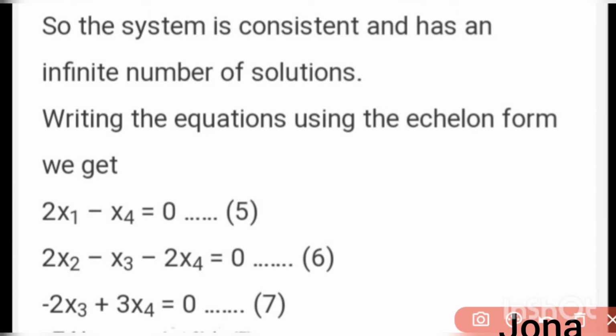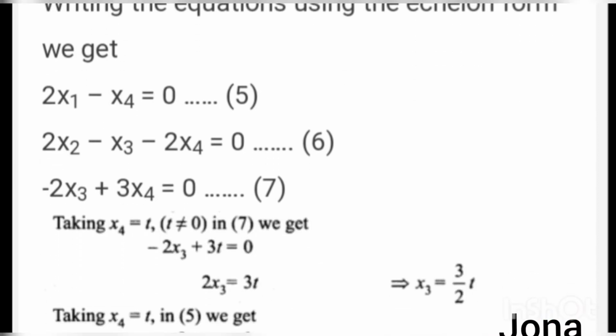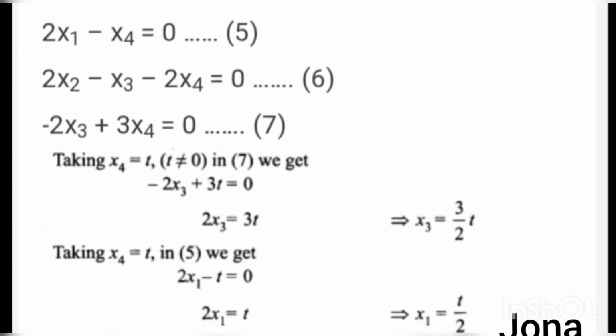Here the system is consistent and has an infinite number of solutions, because the rank of A comma B is 3 and the rank of A is also 3, and the number of unknowns is 4. So you can write the equations in the equivalent form. We have 2x1 minus x4 equal to 0, 2x2 minus x3 minus 2x4 equal to 0, and then minus 2x3 plus 3x4 equal to 0.